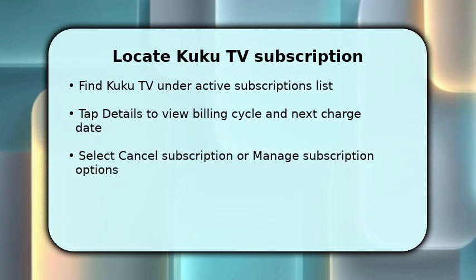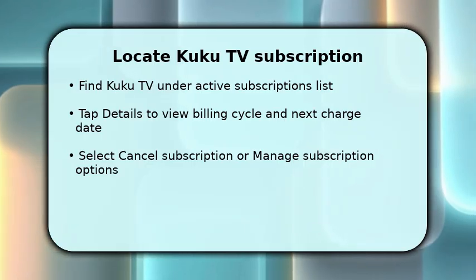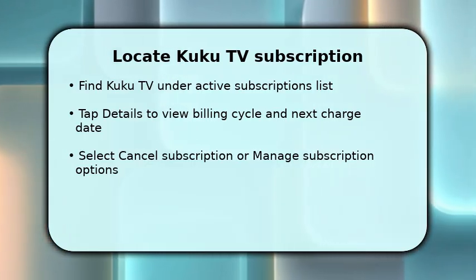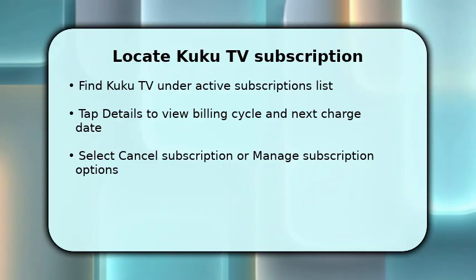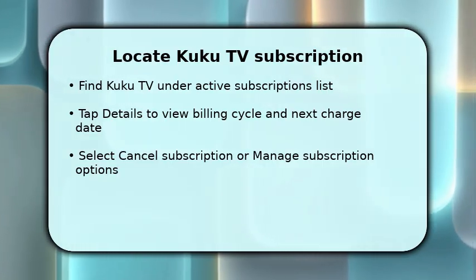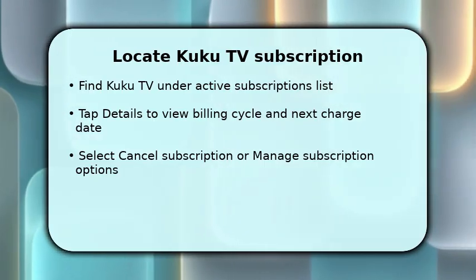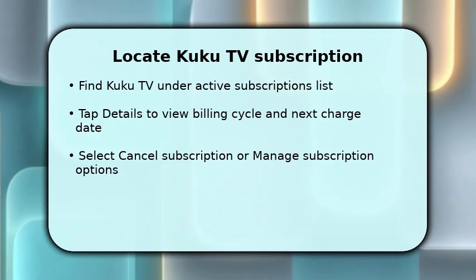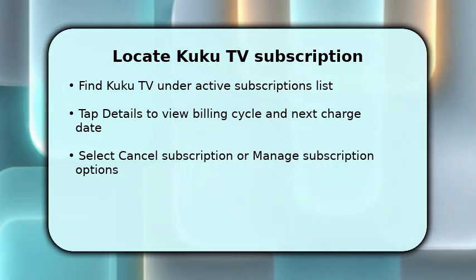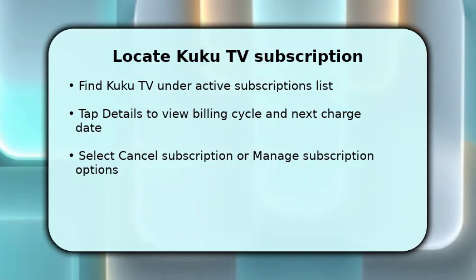Once the subscriptions list appears, scan for Kuku TV. You need to confirm the exact name to avoid canceling the wrong service. After you locate it, tap Details to reveal billing cycle, next charge date, and payment method. This explains the timing of refunds or proration. Then choose Cancel Subscription or Manage Subscription because that entry controls the recurring authorization. Follow prompts to confirm cancellation.